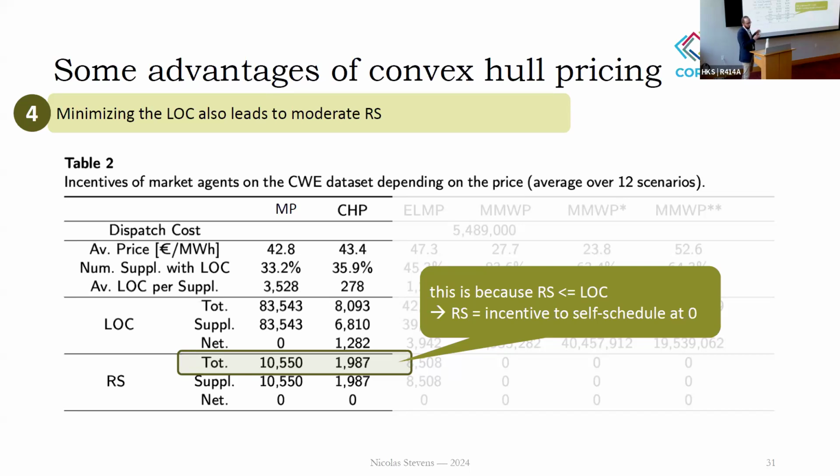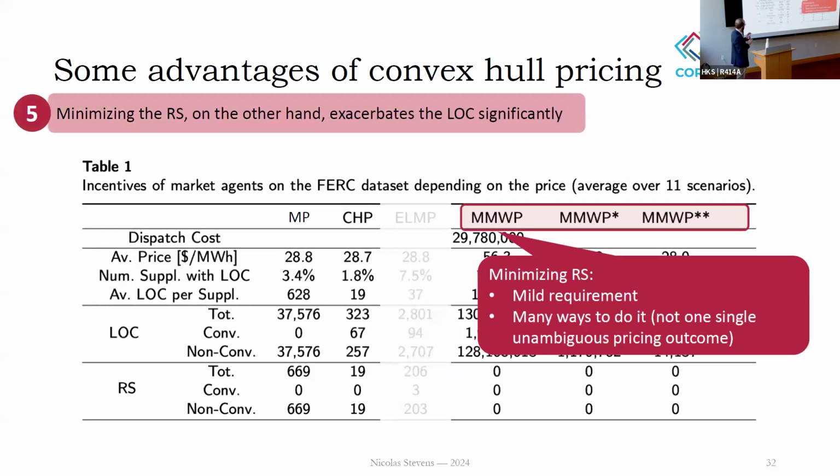And what was interesting to us is that if this is true in that case, the reverse is not true, right? And that's what we're going to see in the next slide. So when you try to minimize revenue shortfall, so when you try to have a price that is as close as possible to break even for all the market participants, the incentive may explode completely. Like you may damage significantly the lost opportunity cost, right? And that's my last message on this slide.